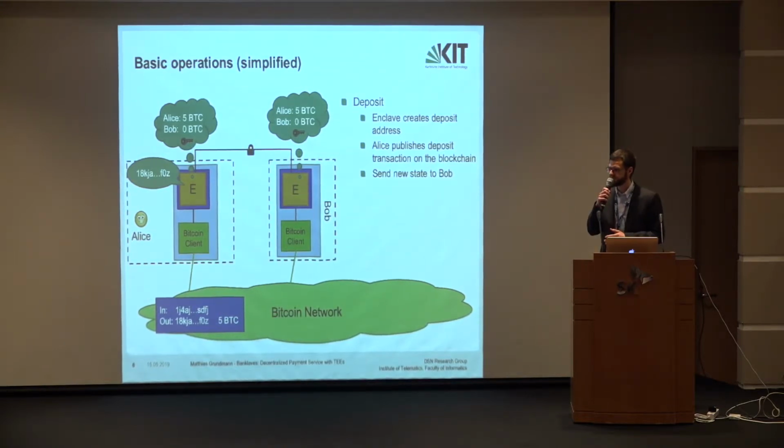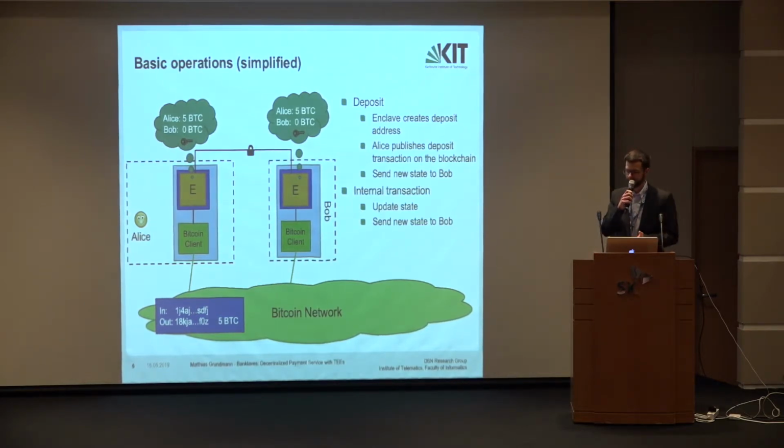The secret key required to send the bitcoins from this deposit transaction to another address is also sent to Bob's enclave. However, it is secure because the key is only kept inside the enclave, inside the trusted execution environment, which means Bob cannot access this private key. It is protected by the enclave.